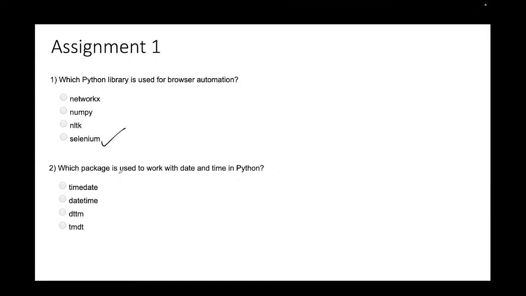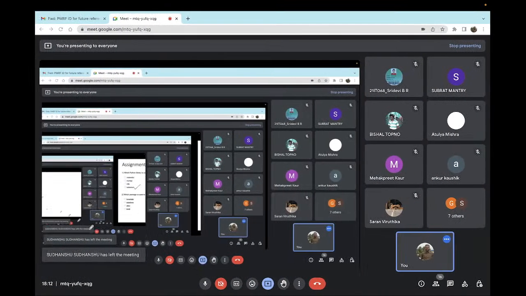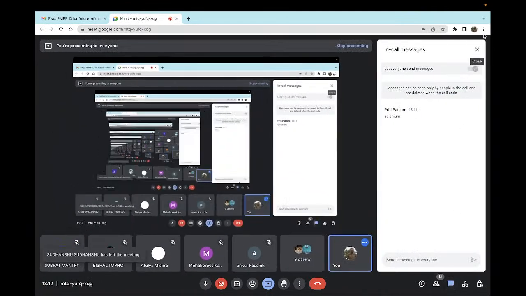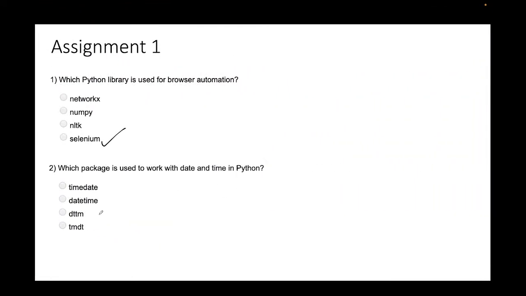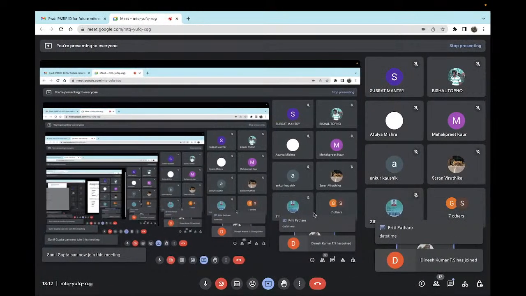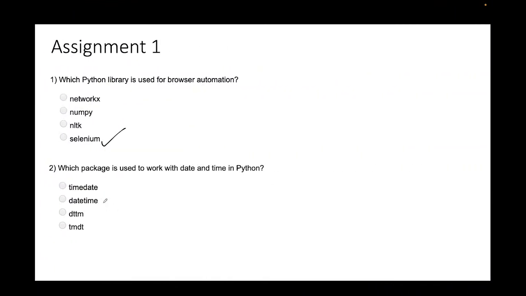Now the second question: which package is used to work with date and time in Python? Is it time date, datetime, DTTM, or TMDT? Any responses? This one is straightforward. Yes, datetime is the right answer.